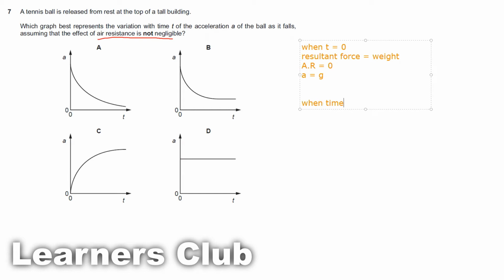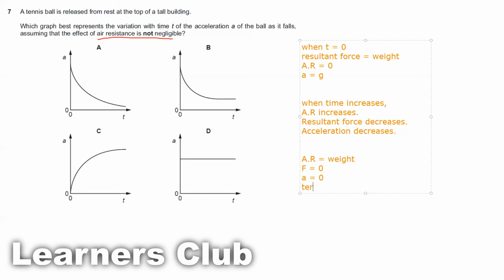But when time increases, what happens is air resistance increases in the opposite direction. So resultant force decreases. As a result, acceleration also decreases. So at one point, you will find that air resistance is equal to your weight. And that's when your resultant force is equal to 0, which means that acceleration is 0. This is when terminal velocity is achieved.